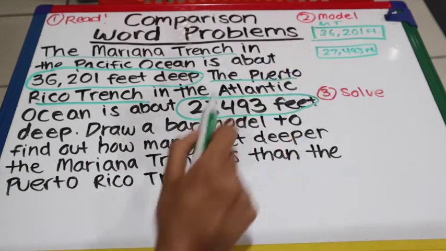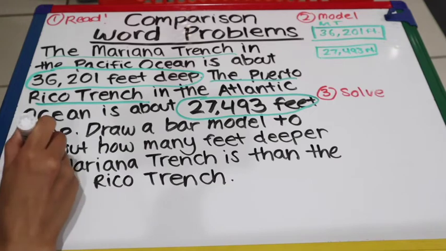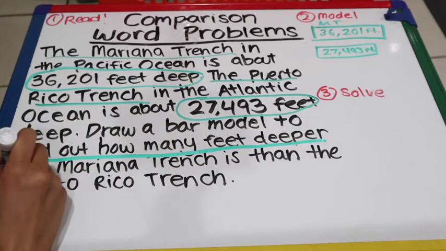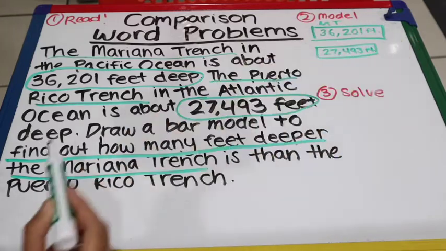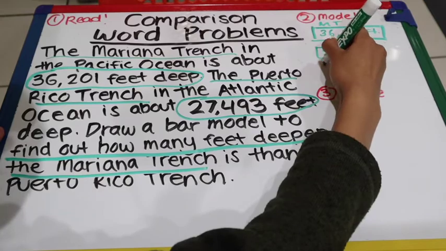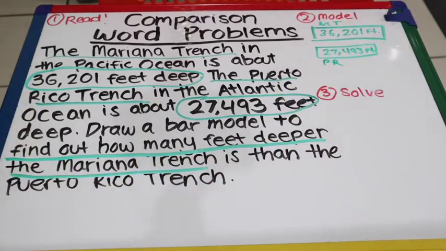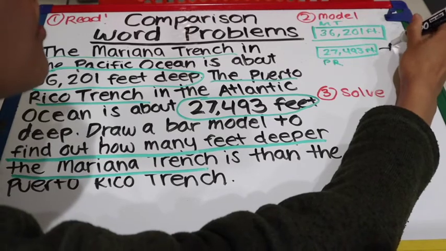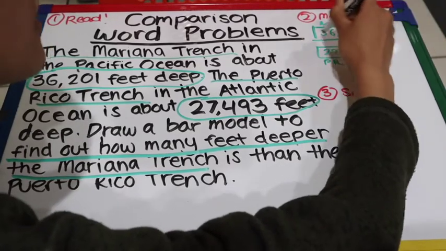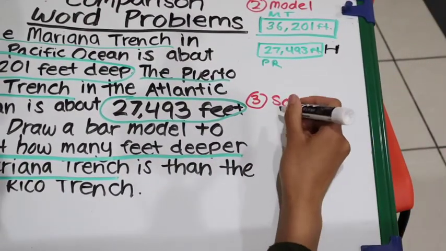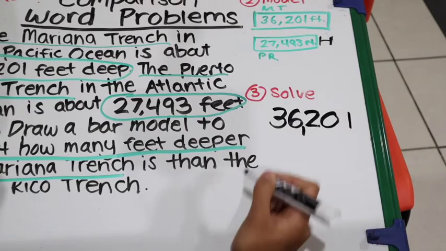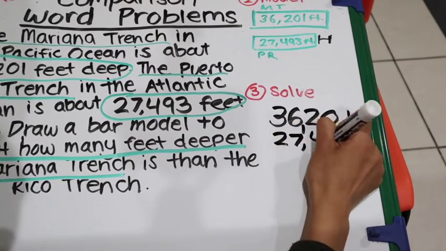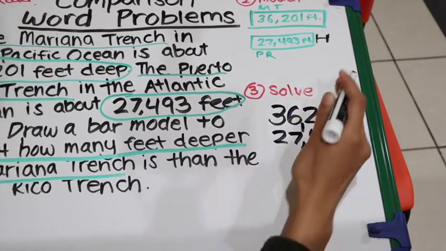And then let's go ahead and read what this word problem is asking us for. It says to draw a bar model, which we did, to find out how many feet deeper the Mariana Trench is than the Puerto Rico Trench. So the Mariana Trench, we correctly labeled as the larger bar. Puerto Rico is this one. To find out how much larger it is, we need to find, see this little gap right here? We need to find out how much bigger this one is, and we're going to do that by subtracting. So 36,201 and then 27,493. Make sure you line up your commas, line up all your place values.